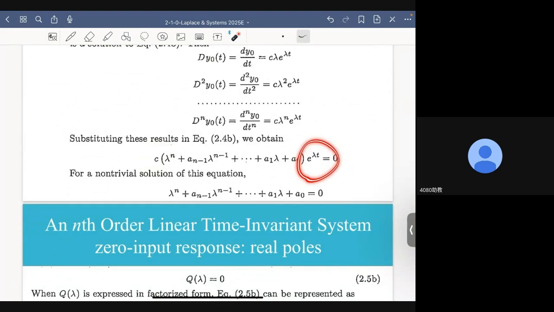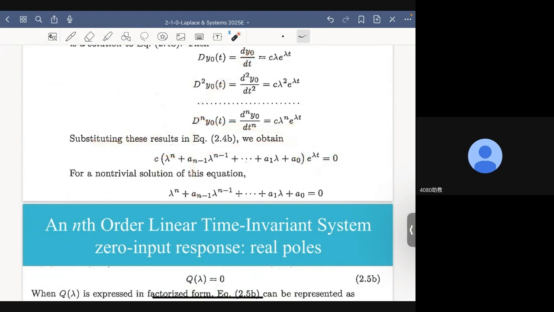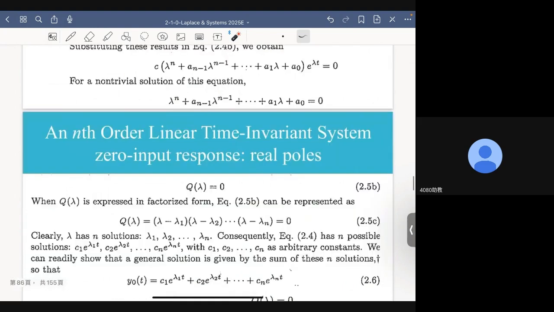And can this be 0? Of course not, because the exponential function looks like this or this, right? Depending on whether lambda is negative or positive. So it is not 0. So the only hope that this equation can be satisfied is that this polynomial is 0. So the next thing we need to do is to find out what the roots are for this polynomial. What is the name for this polynomial? Of course, it is called the characteristic equation.